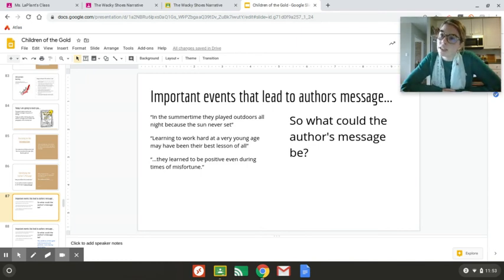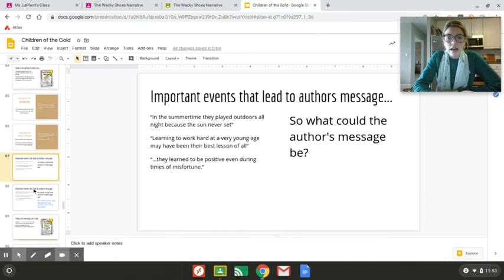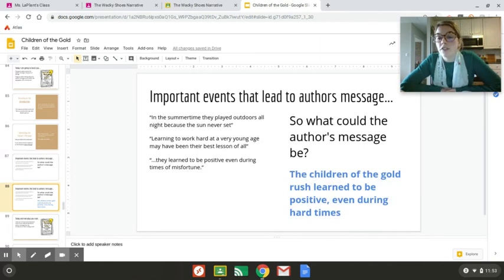So even children who didn't go to school and become students, they learned how to work hard, which was the most important lesson of all. And lastly, this was on page 9. They learned to be positive even during times of misfortune. So what could the author's message be? Think about our vocabulary word from the beginning. Think about the important events list. And think about those 3 quotes. What could it be? I was thinking that the author's message is that the children of the Gold Rush learned to be positive even during hard times.